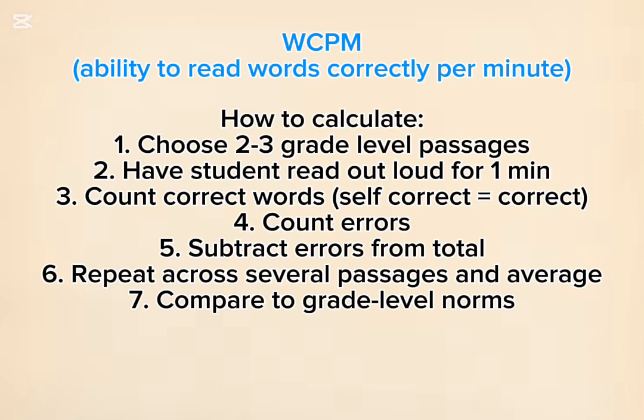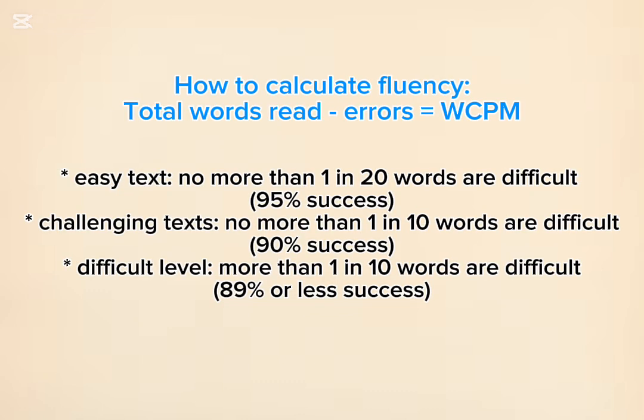WCPM, words correct per minute, ability to read words correctly per minute. How to calculate. Number 1, choose 2 to 3 grade level passages. 2, have student read out loud for 1 minute. 3, count correct words. Self-correct means it's correct. 4, count errors. 5, subtract errors from total. 6, repeat across several passages and average. 7, compare to grade level norms. How to calculate fluency. Total words read minus errors equals WCPM.